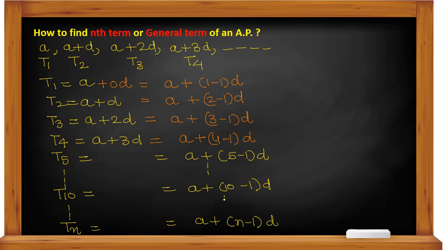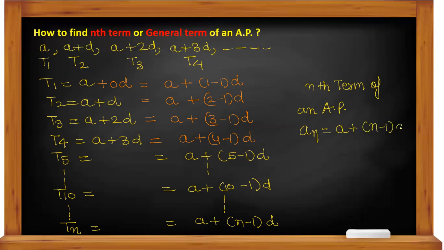Correct? So what is the formula for the nth term of an AP? The nth term of an AP is an, or you can also say it is Tn. It is equal to a plus (n minus 1) into d. So this is how we find the general term of an AP. Hope it is clear to all of you.